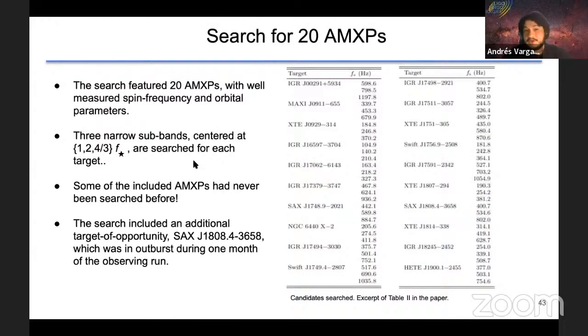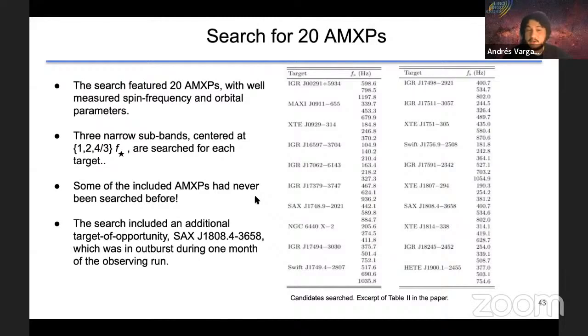We have the search for the 20 AMXPs, which is a very new search, first time done in the LIGO collaboration. So in this case, the appeal of the search is that we know the spin frequency of the targets and the orbital parameters very well. So that means that these can be done in narrowband searches, which are not so computationally costly. So this search had 3 narrowband subbands centered at 1, 2, and 4/3 of the spin frequency. It included some targets that had never been searched before, so that is quite new.